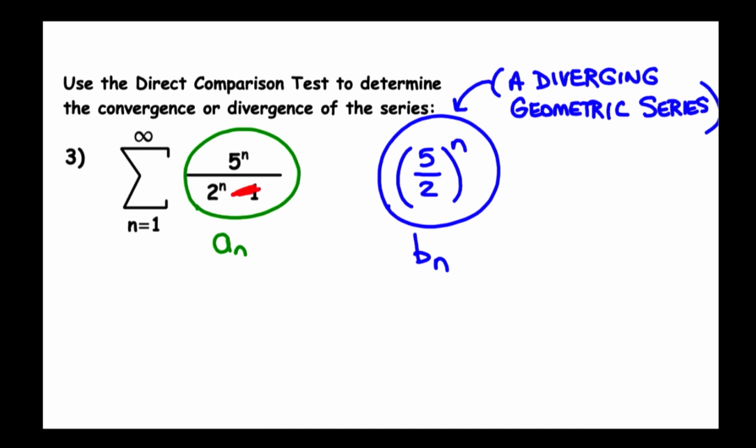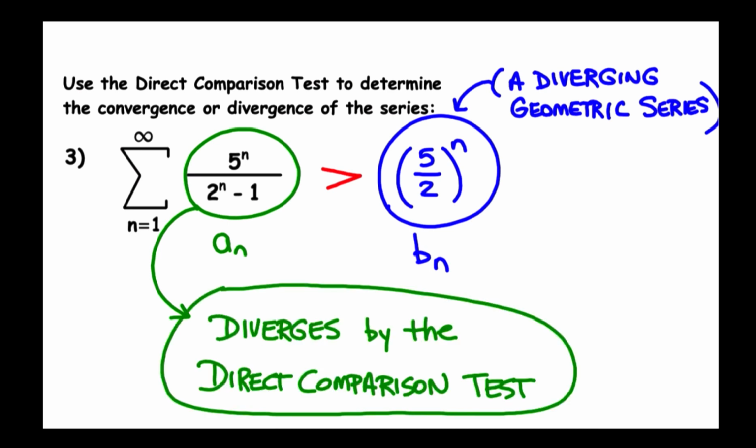Without this minus 1 in the denominator over here in green, these would be equal. But because the minus 1 is present, that makes the green fraction larger than the blue. It means that the summation of the green is going to be greater than the blue. Well, the blue diverges. If you're greater than something that diverges, well, then you're going to diverge as well by direct comparison. That's all there is to it.